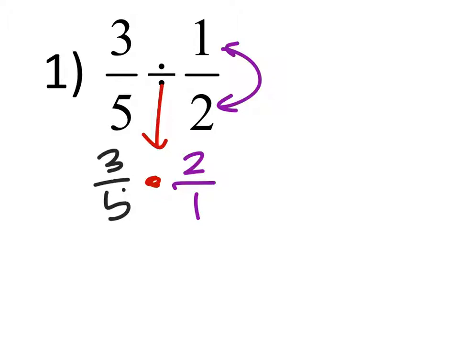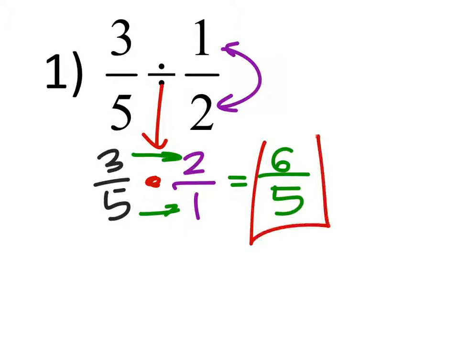See, now we've changed this into multiplication, which, well, by yesterday, it seemed like you guys felt pretty comfortable with that stuff. So I'm just going to multiply the numerators and denominators. 3 times 2 is 6. 5 times 1 is 5. And I can keep that as an improper fraction.